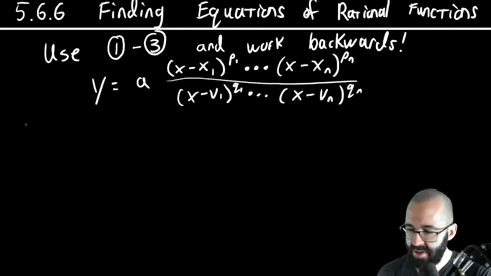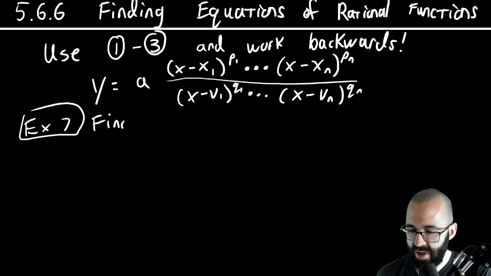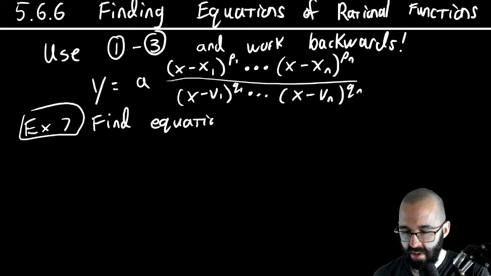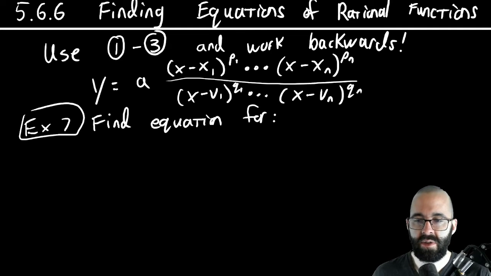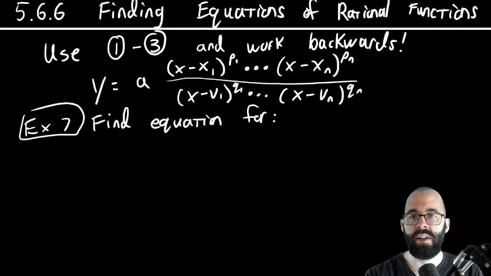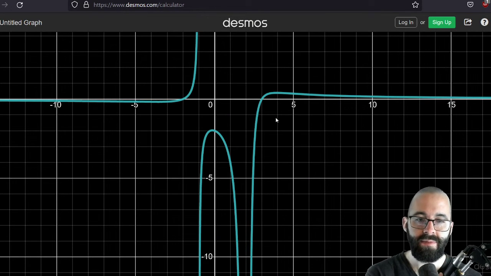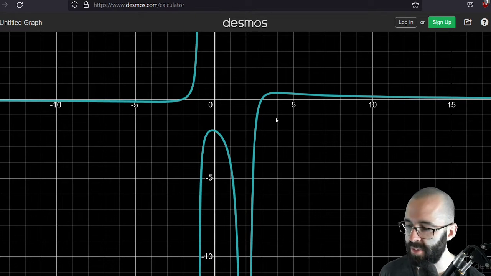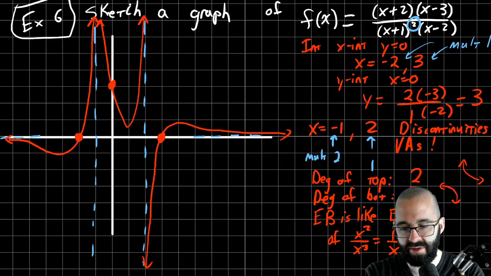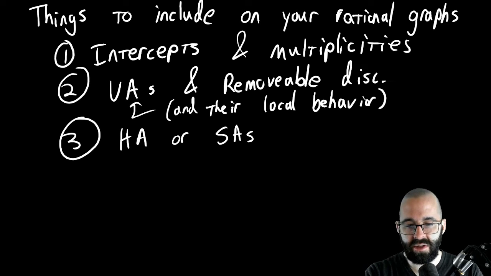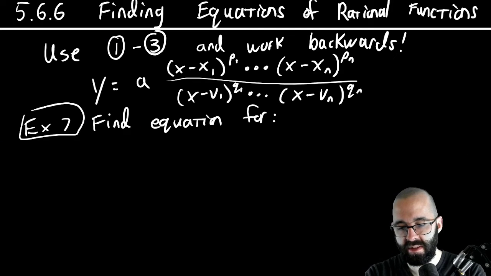Okay, let's do an example. We'll do it here. Why not? Example 7, find an equation for this graph on Desmos. So find an equation for this rational function. We're just going to go kind of backwards and identify all those things from before. So looking at 5.6.5, hopefully you got good notes in 5.6.5. We're going to start by looking at intercepts and multiplicities.